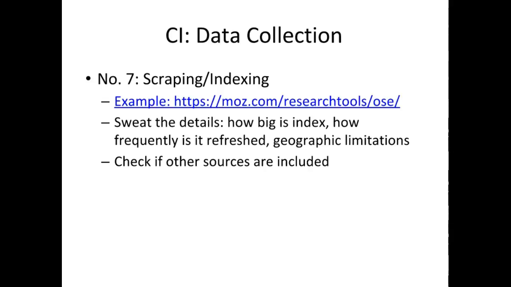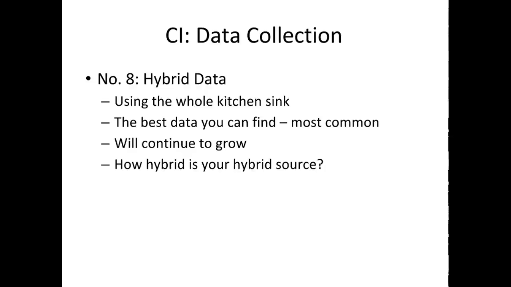Scraping and indexing goes through and pulls from all these other different sites and vendors, these bots, if you will. Sometimes this can be good if they're augmenting with other sources. So again, just make sure that you're sweating the details with this one. The next one is hybrid data. This is what we call the whole kitchen sink, right? We're going to put everything in the kitchen sink, mix it around, and out comes the data.